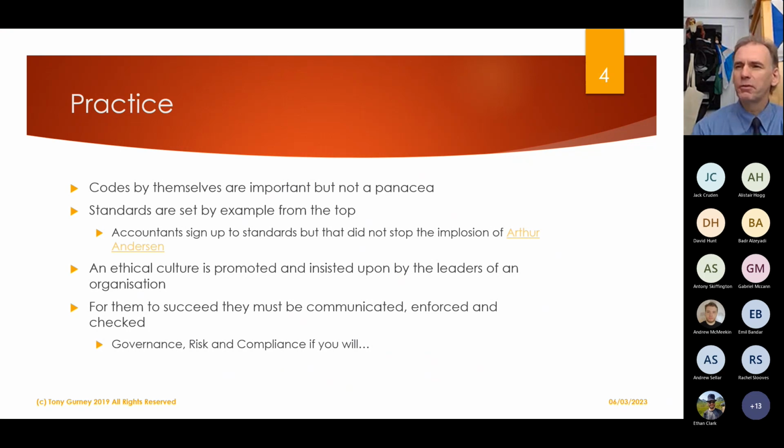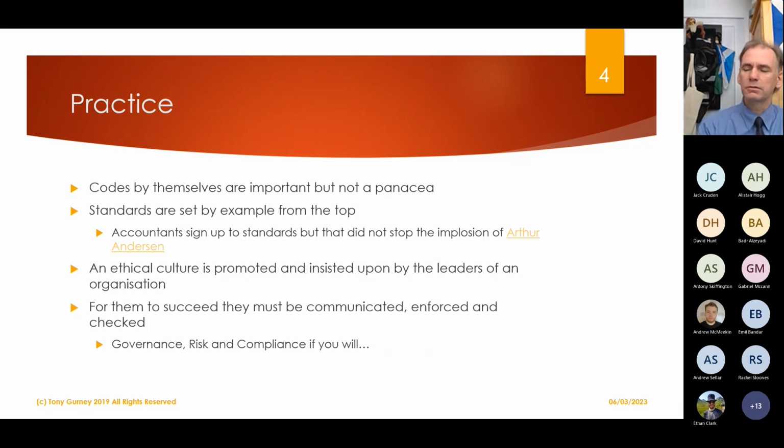So it's not just about writing it down. It's about living up to it. It's about the person at the top setting standards. Dare I say, it's about the person at the top not setting laws that they then break themselves, because that then says to everyone else, why are we bothering?